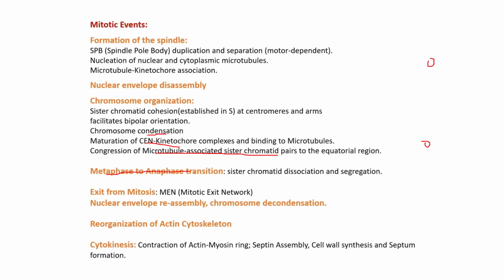And during the metaphase to anaphase transition, in the metaphase, generally the sister chromatids are bound by the microtubules. And during the anaphase transition, the sister chromatids get dissociated and segregated by the dynamic nature of the microtubules. By the dissociation of the microtubules, the sister chromatids are pulled away from each other.